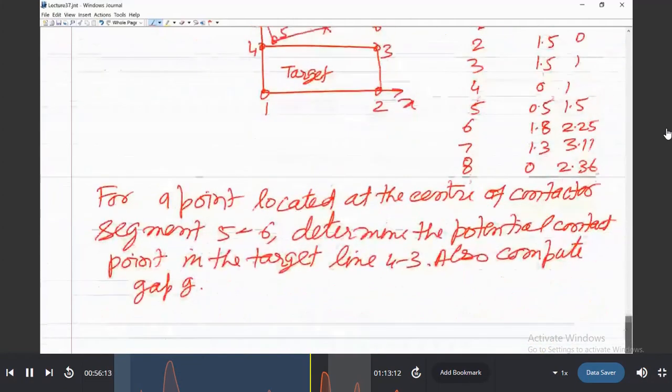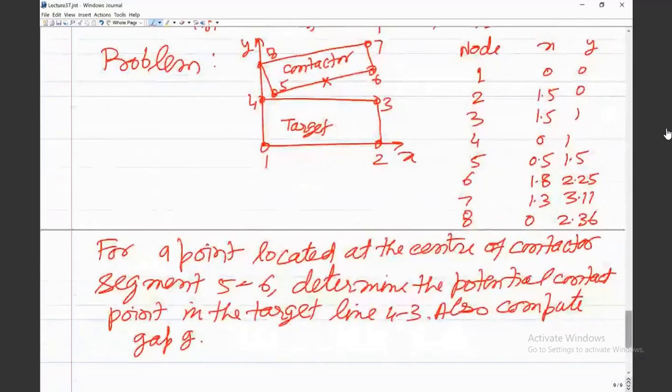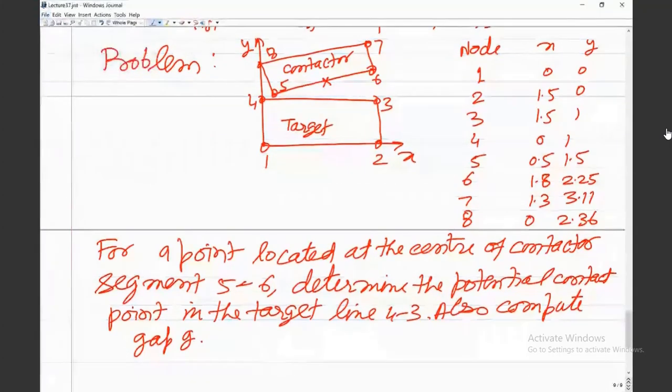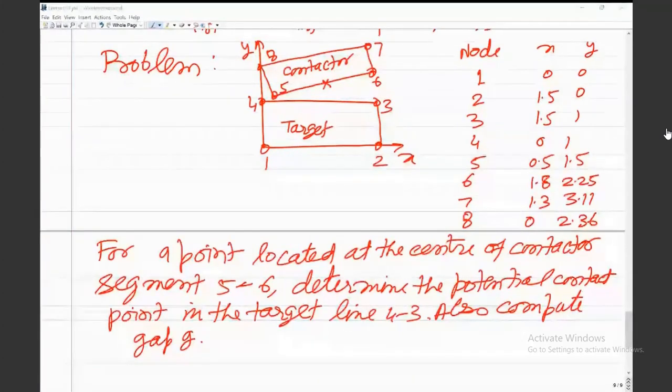You can also think of, if point 5 is touching 4-3, then for this case, how to establish the contact stiffnesses in the Lagrange multiplier approach, and how to establish the contact stiffnesses in case of the penalty approach. So you can also look at solving that. I think this is where I want to stop. If you have any doubts and questions, now you can ask.